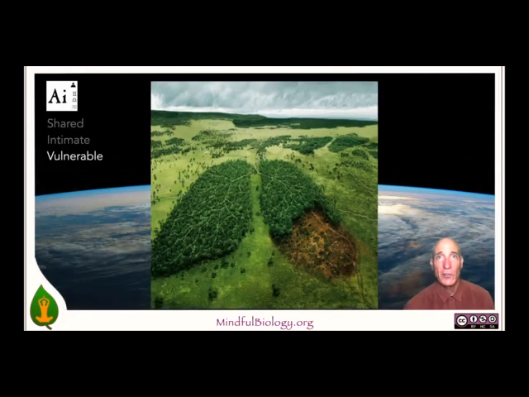And simultaneously, we are altering the vegetation that would ordinarily absorb a lot of the excess carbon dioxide and cleanse the atmosphere. So not only are we degrading the air by releasing stuff into it, we're also reducing the ability of the planet to clean that atmosphere and remove carbon dioxide and so on. So again, we are vulnerable by virtue of the shared and intimate quality of the atmosphere. This is all tied together.